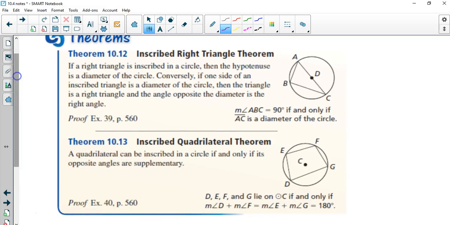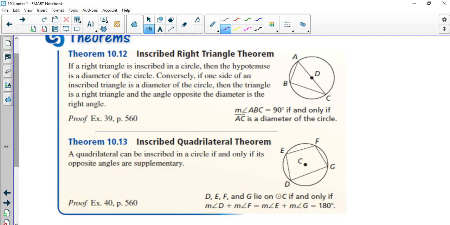Alright, two new theorems. Inscribed right triangle theorem. If a right triangle is inscribed in a circle, then the hypotenuse is the diameter of the circle. Conversely, going the other direction, if one side of an inscribed triangle, or an inscribed polygon, is the diameter of the circle, then the triangle is a right triangle, and the angle opposite the diameter is the right angle.